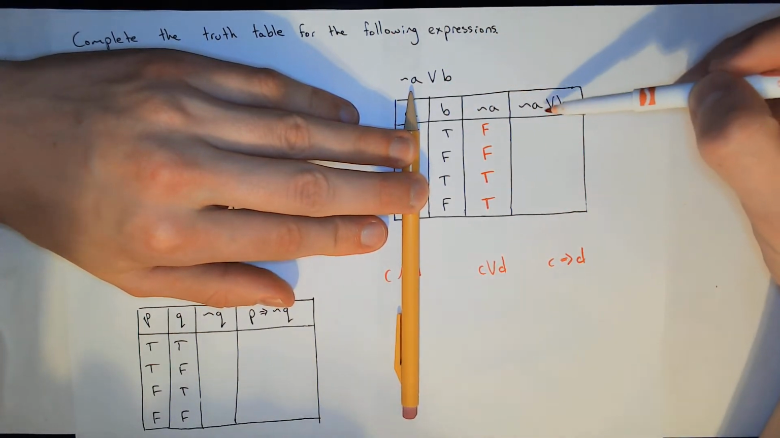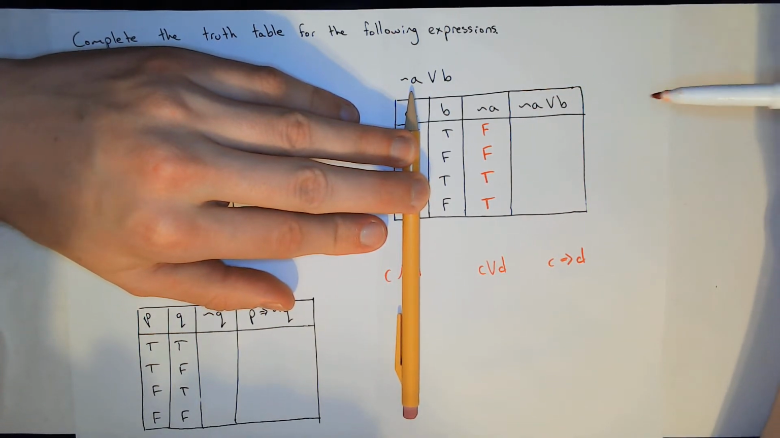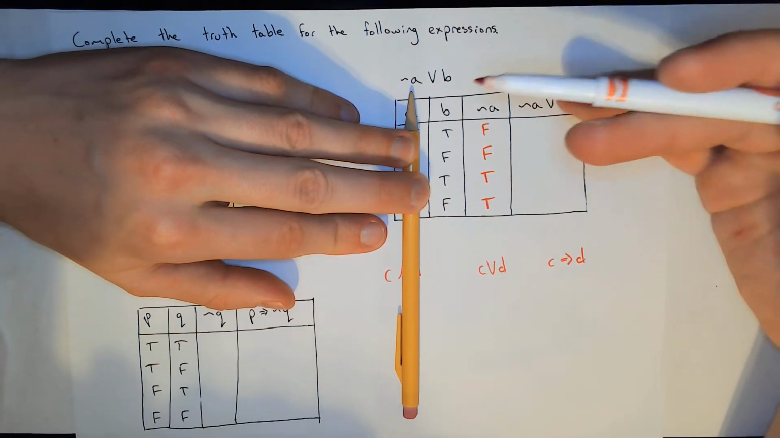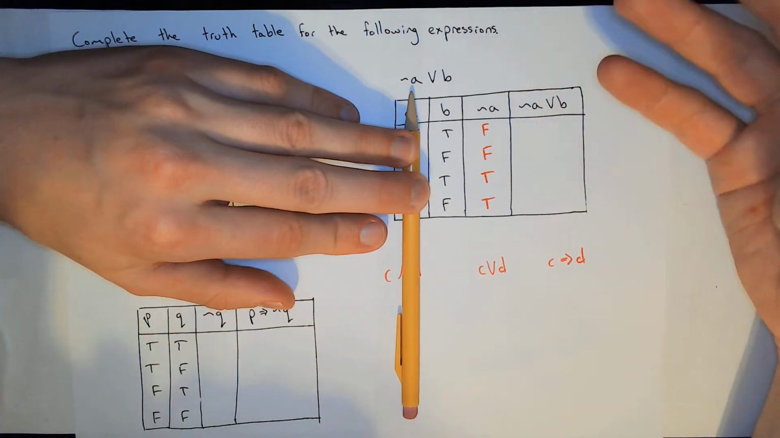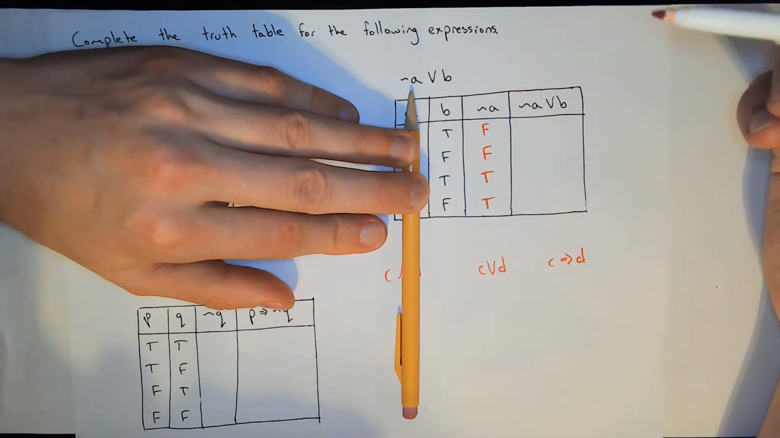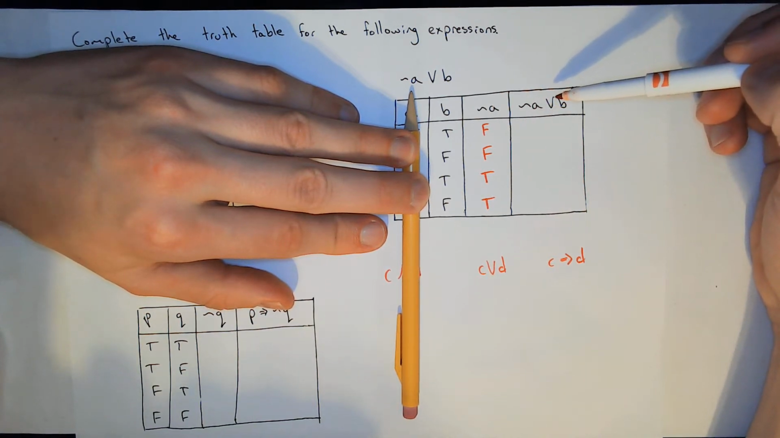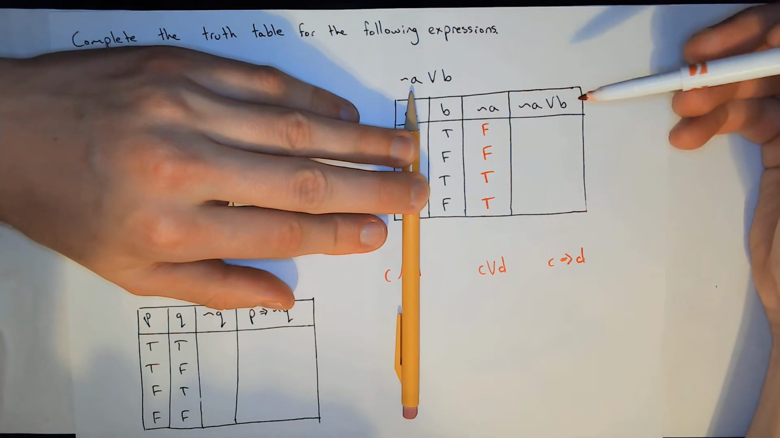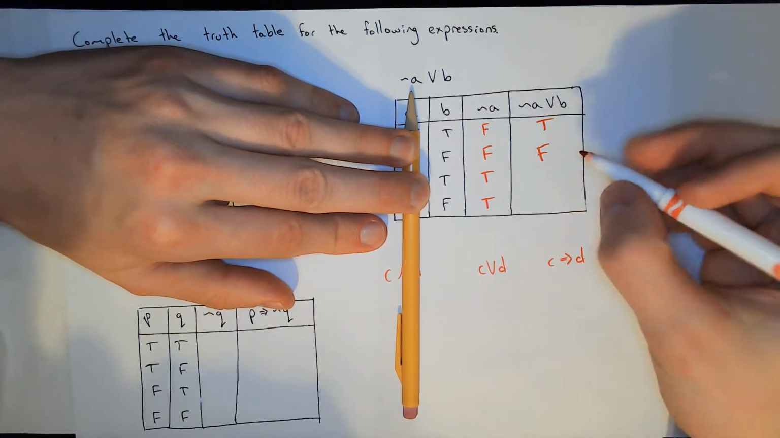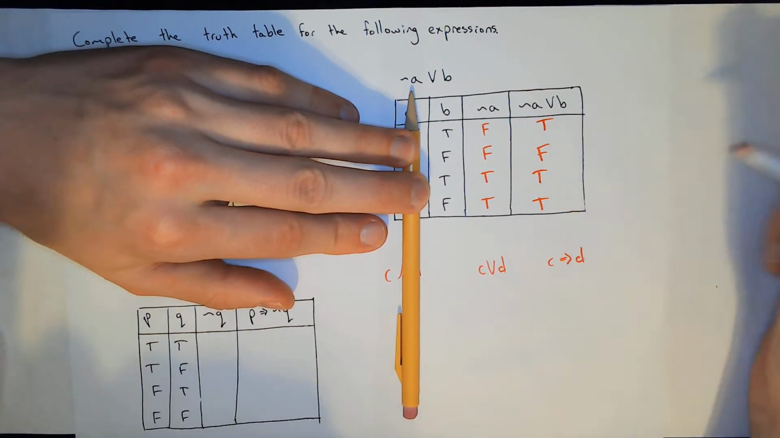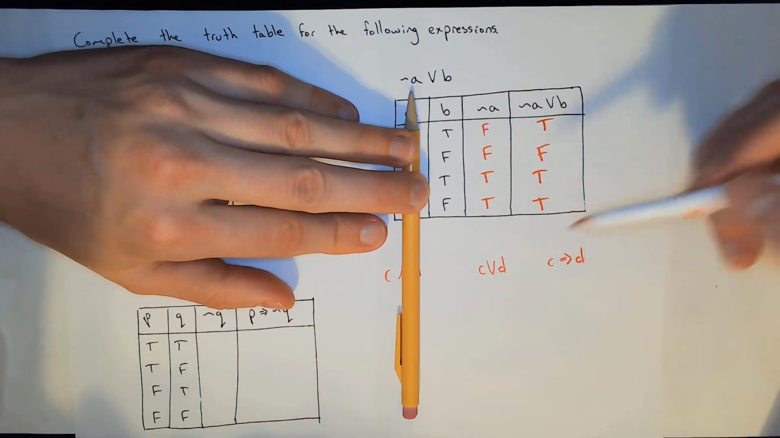via an or. And the rule for or is it's only false when both pieces are false. It's almost like completely opposite from the and, right? For an or statement, which is this symbol, they're only false when both pieces are false. So that means this is true, this one is false because both pieces are false, this one is true, and this one is true. Only false when both pieces are false and the rest are true.